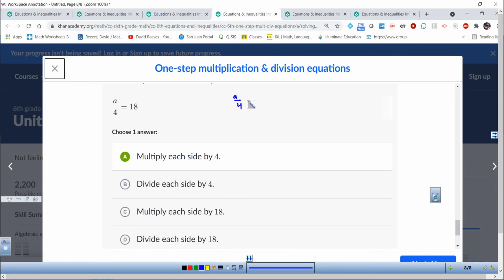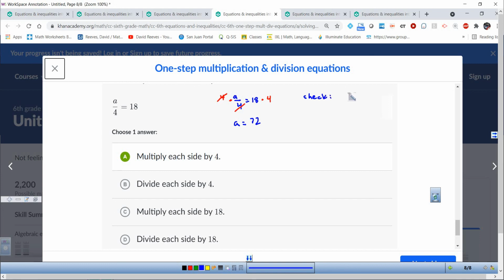a divided by 4 is equal to 18. The inverse of dividing by 4 is multiplying by 4. So when I do that, again, these are going to cancel. And what do I get? I get a is equal to, well, 18 times 4. You know what? That's the same as 9 times 8. That is 72. Now, of course, we think we have our solution.